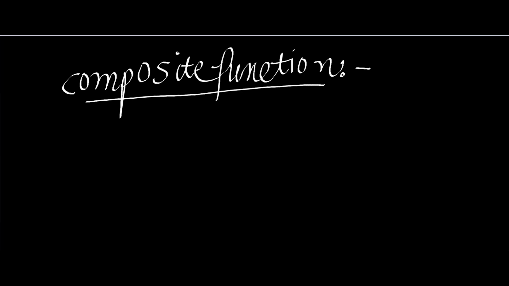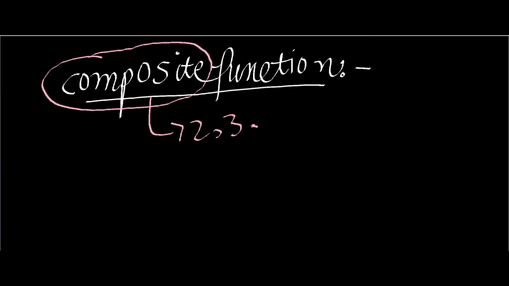So a composite function is a function, as you can guess from the name, that is the composition of functions. It may be two functions, it may be three, four, five, six, and so on. There is no restriction on how many functions there will be in a composite function. It is basically the composition of more than one function.